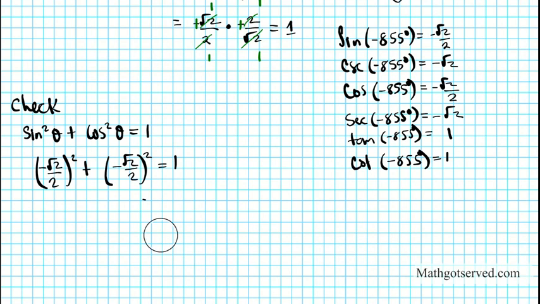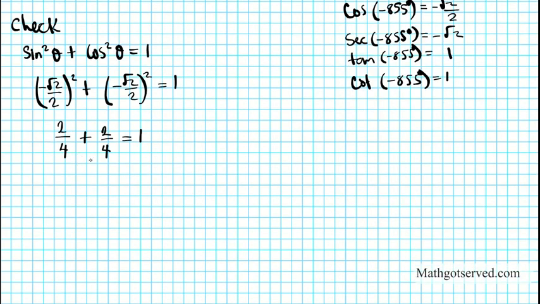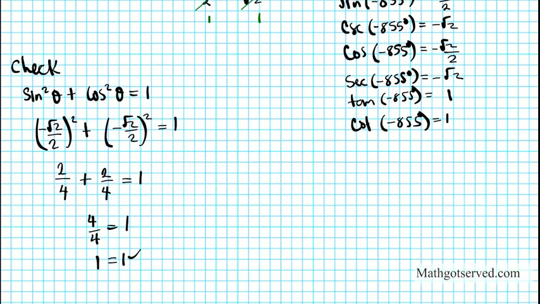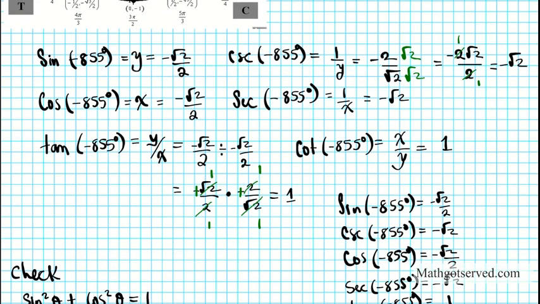That's the question. So if we work it out, negative root 2 over 2 squared is going to be 2 over 4, because this minus becomes a positive, and the square and this square will cancel out, plus this becomes 2 over 4 also. Is 2 over 4 plus 2 over 4 equal to 1? 2 over 4 plus 2 over 4 is 4 over 4. Is that equal to 1? 4 over 4 is just 1, and 1 equals 1. So that checks out, tells me sine and cosine are accurate. Okay? So we can check our sine and our cosine. 2 down, 2 to go.